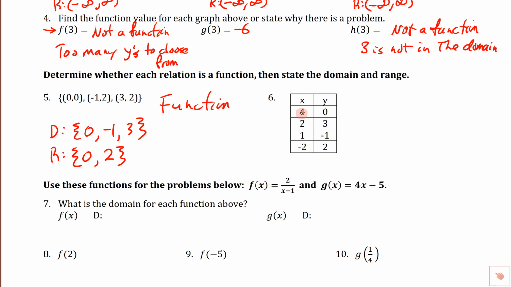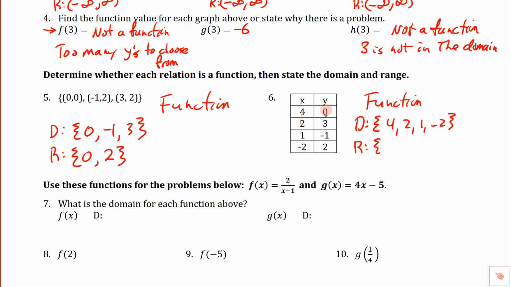And then over here, let's see, do we have all different x's? We do, so this is going to be a function. So we'll go ahead and write function there. And then the domain is going to be the set of x's. These are the numbers that we'd put in, the independent variable, if you want to think of it that way. So 4 and 2 and 1 and -2. And again, I'm not really concerned that these are out of order numerically. They're in the order that they come in the table.